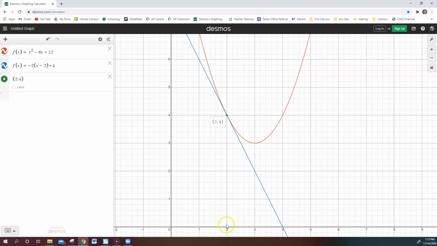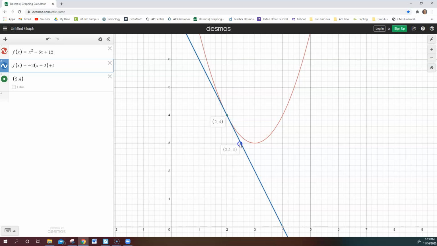Now let's take a look at what we just did. We just found the value at 2.5. So if I look at 2.5 here on my tangent line, I can get as close as possible, but you can see the x value.